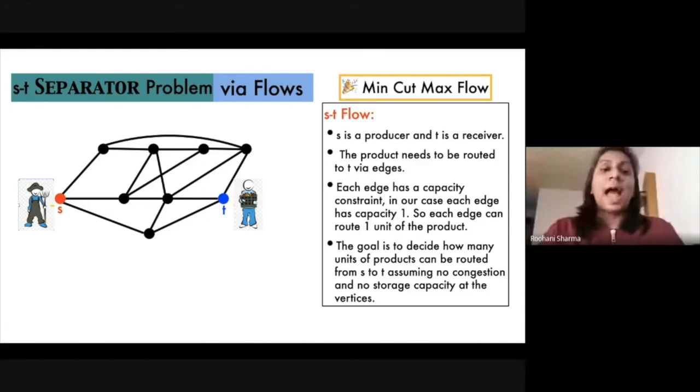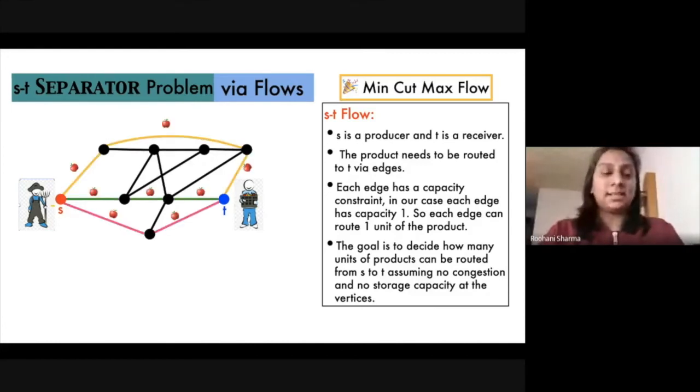And for example, in this example, if I route 1 unit of product through the yellow path, 1 unit through the green path, and 1 unit through the pink path, the two conditions of no congestion and not having to store produce at vertices are satisfied. In fact, in this example, it can be shown that only 3 units of product can indeed be routed in this graph.